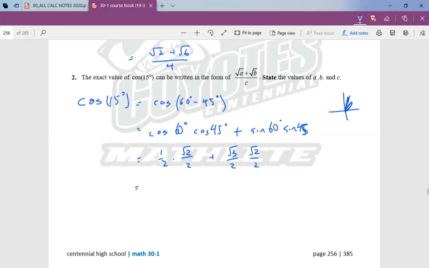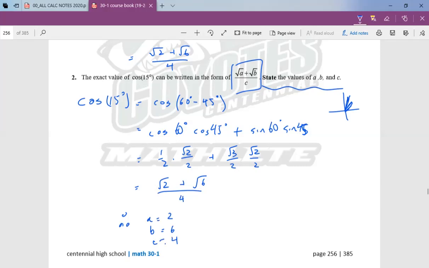We add all this together, and this ends up being root 2 plus root 6 over 4. Again, the same answer as before, but make sure that we answer what the question is asking for. Therefore, make sure that we're in this form, that it looks like that, and it does. A is equal to 2, B is equal to 6, and C is equal to 4.